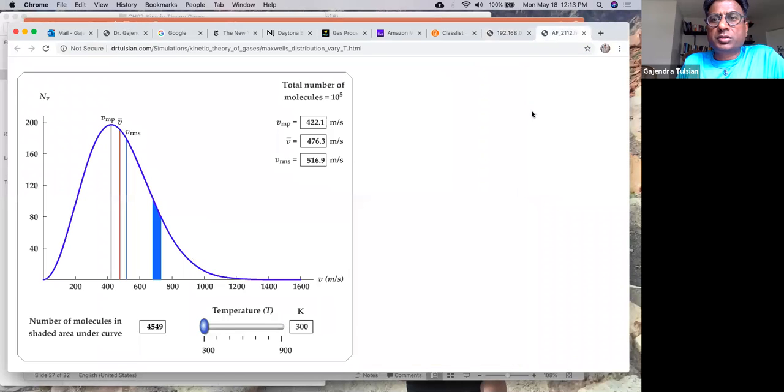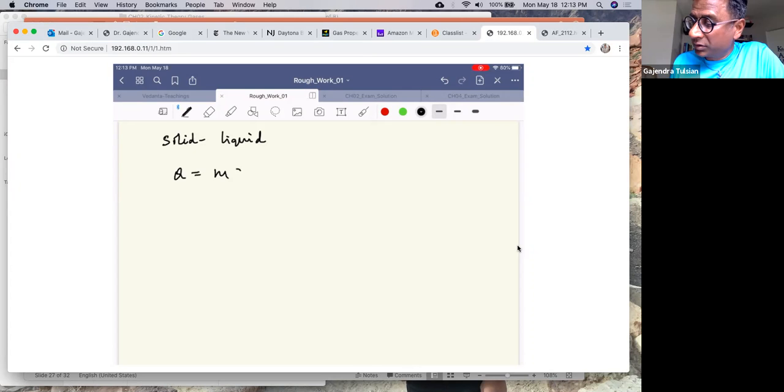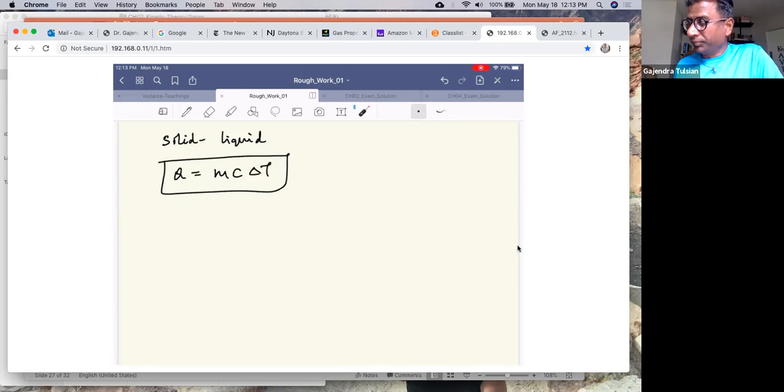Okay, now we'll talk about specific heats. When it came to solids and liquids, we had defined specific heat as mass times specific heat. This formula tells you how much heat you need to raise the temperature of this much amount of the substance by that amount. And this was the specific heat.